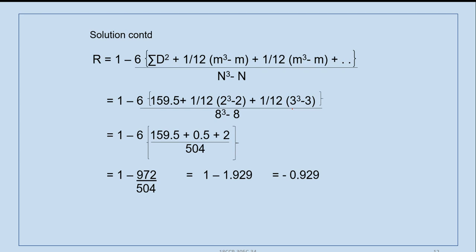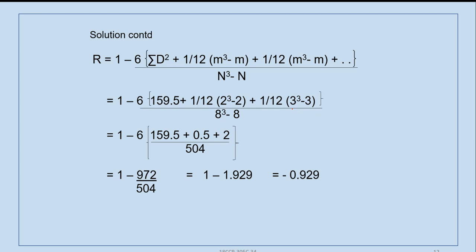So 1 minus 6 into 162 divided by 504. That is 1 minus 972 by 504, which is 1 minus 1.929. That is minus 0.929. That is the correlation.